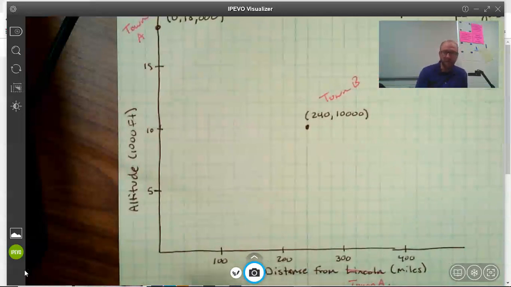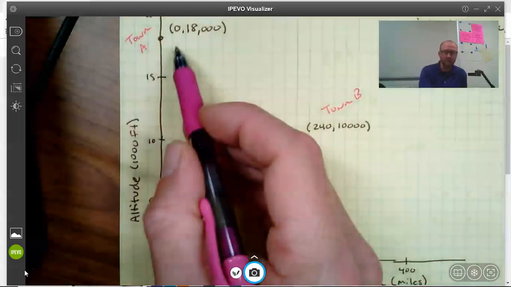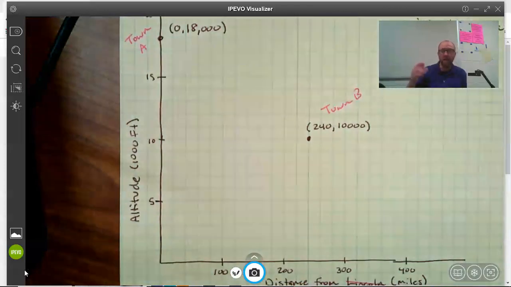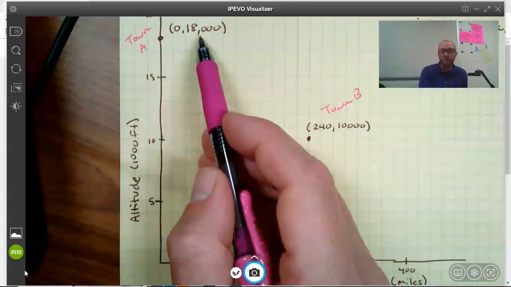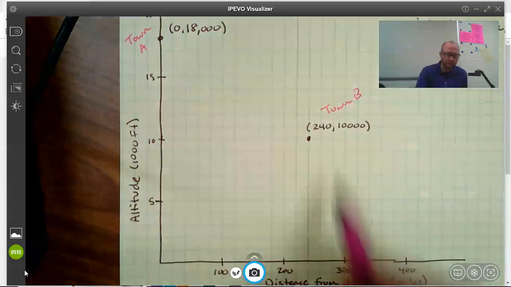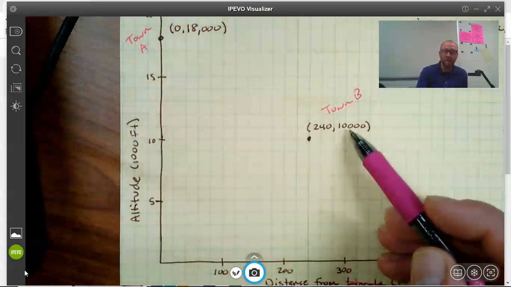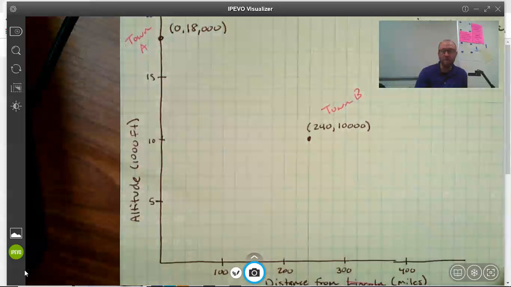The x-axis on our graph represents distance from town A. So as we're passing over town A, we are 0 miles from town A. And the y-axis represents our altitude. And you can see as we're crossing over town A, our altitude is 18,000 feet. As we cross over town B, which is 240 miles from town A, we are at 10,000 feet. The question is, how far will we be from town B when we finally land?